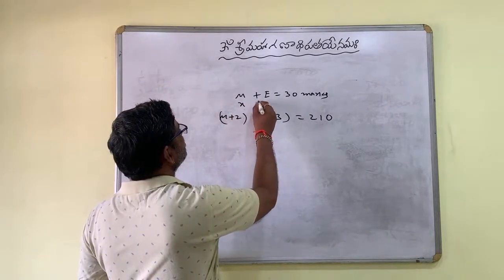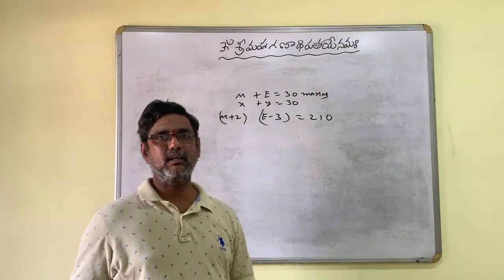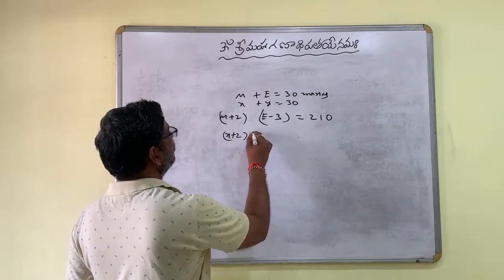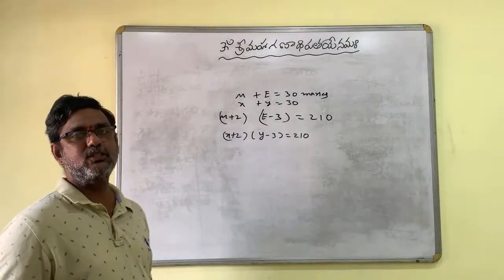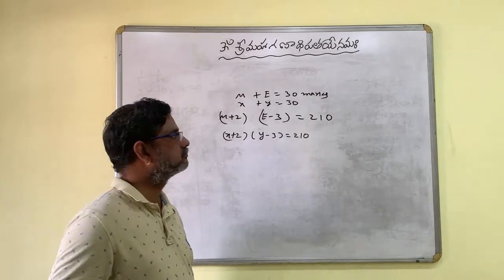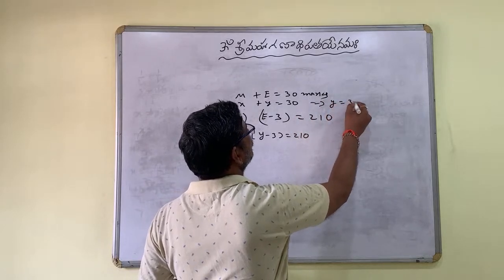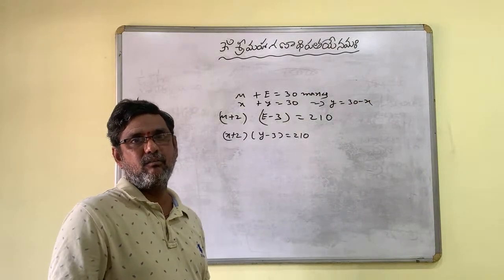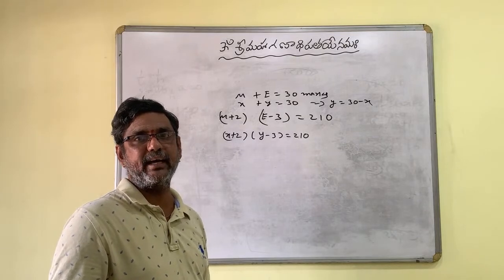Let this be x marks and this be y marks, so x plus y is 30. And here, (x plus 2) into (y minus 3) is 210. Now from the first equation, we can write y is equal to 30 minus x.